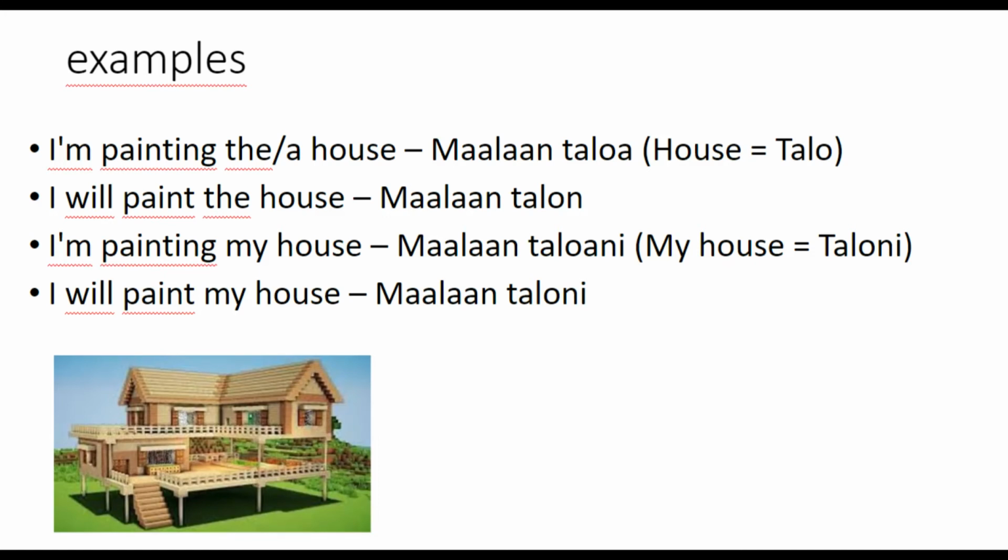Let's say I'm painting the house, or a house, doesn't matter. Maalaan taloa. Normally the word for house is talo, but now it ends with an A because it's the object of an action in progress. But I will paint the house, implying that you will finish the job, would be maalaan talon. So now it ends with an N.